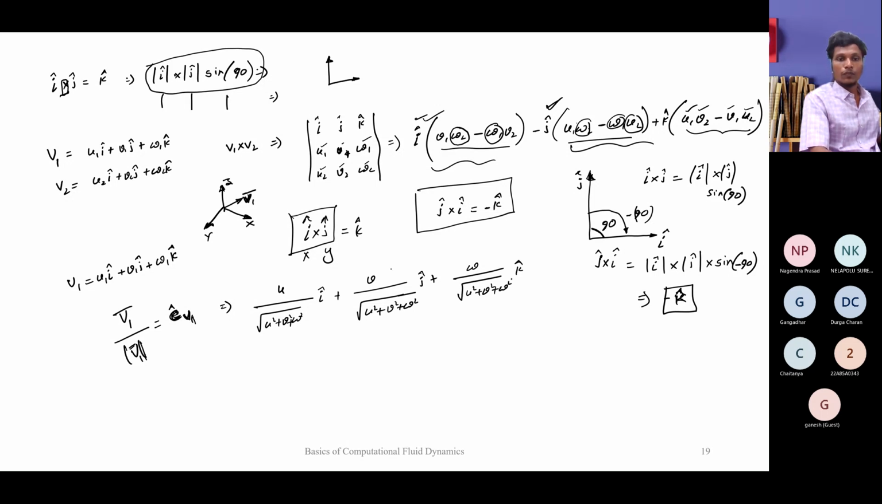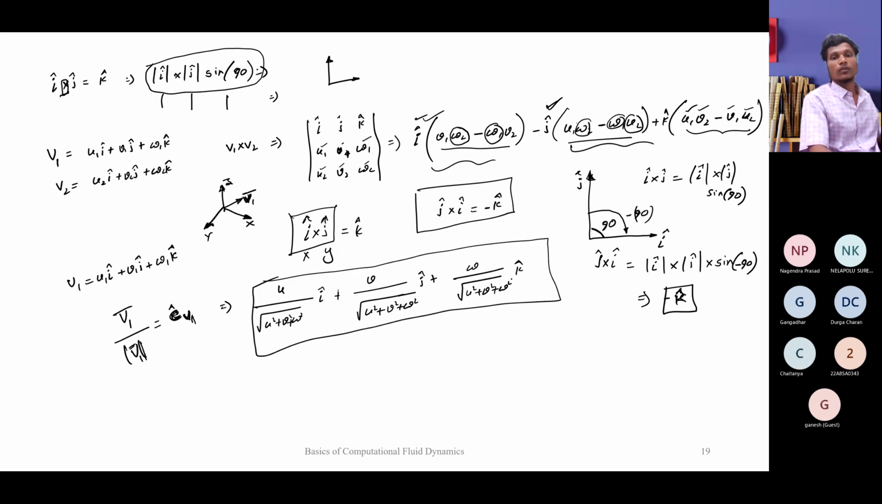And this is your k cap. So this is how you can identify the unit vector, right? So let's go for the further details in this session. Let's try to understand some basic properties.